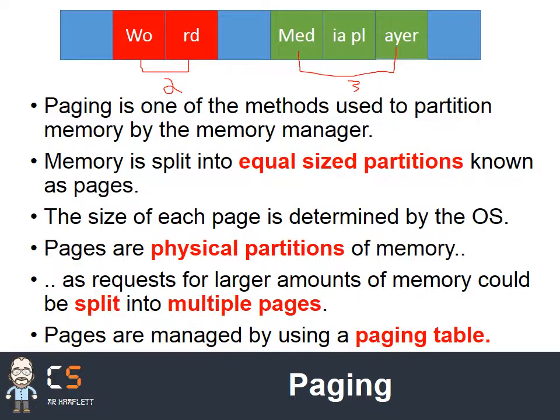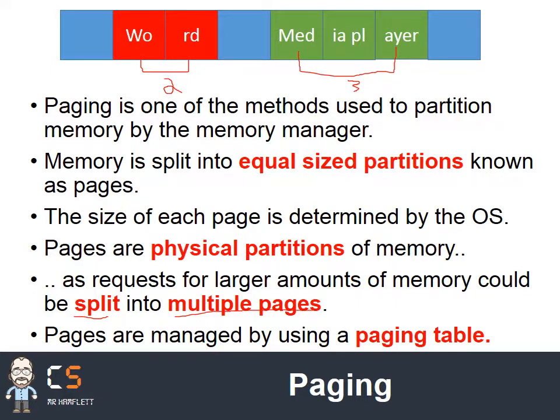Okay, so they've been split apart, and a part of Word has gone into one partition, or one page, so to say, and the other half has gone into another. So they are physical partitions. We're physically splitting them up into chunks. Requests for large amounts of memory are always going to be split into multiple pages.